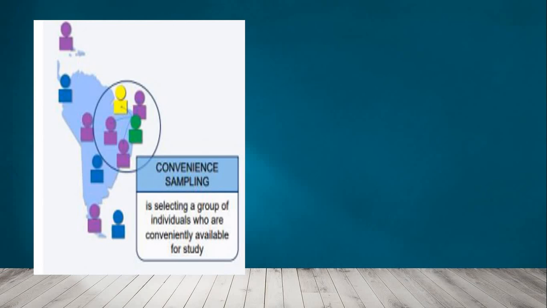Convenience sampling. Ito ay isang kind ng non-probability sampling, is selecting a group of individuals who are conveniently available for the study. So, ibig sabihin, kung sino lang yung available na respondents doon, sila lang yung kukuhanan mo ng survey. So, for example, sa isang milk tea shop, kung sino lang yung laging pumapasok doon, sino na available, sila lang yung kukuhanan mo ng survey.